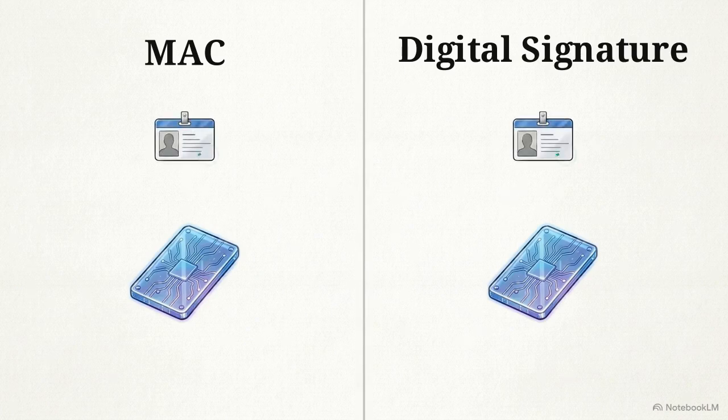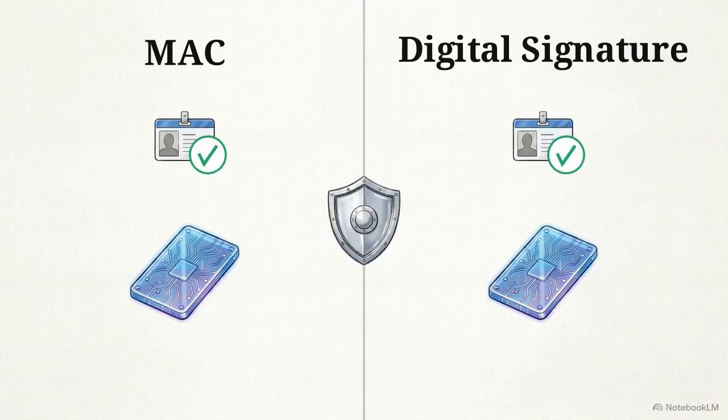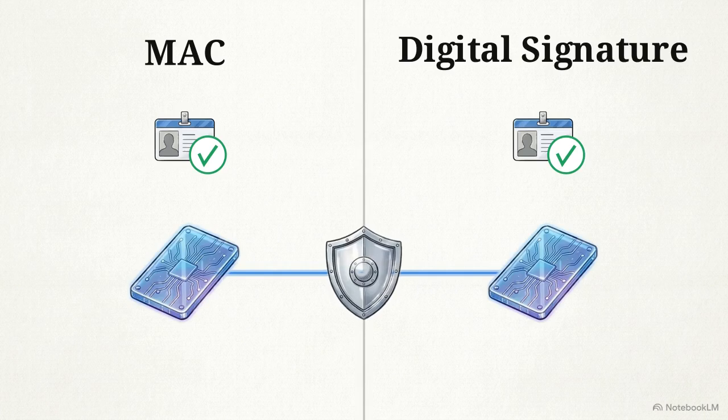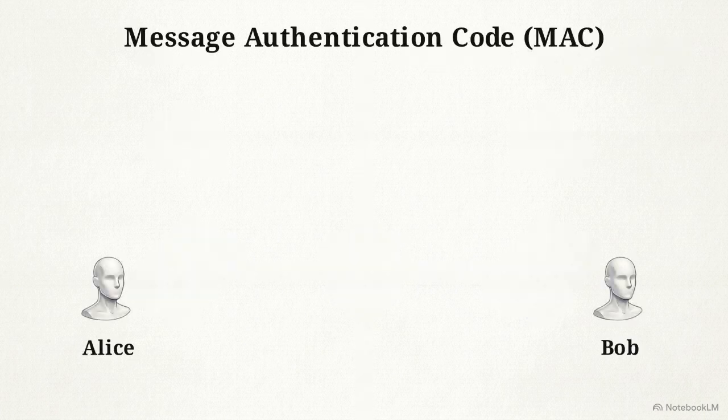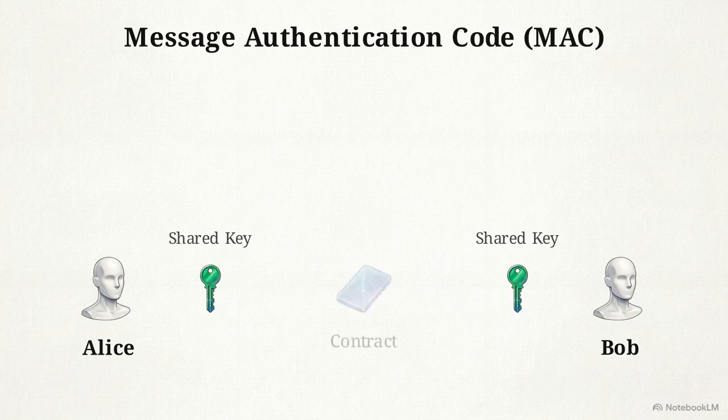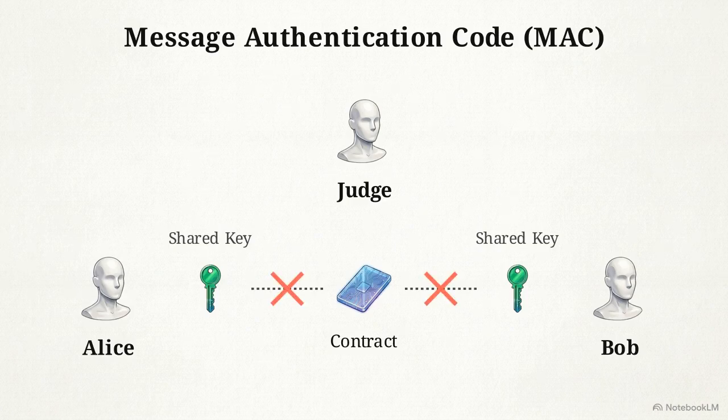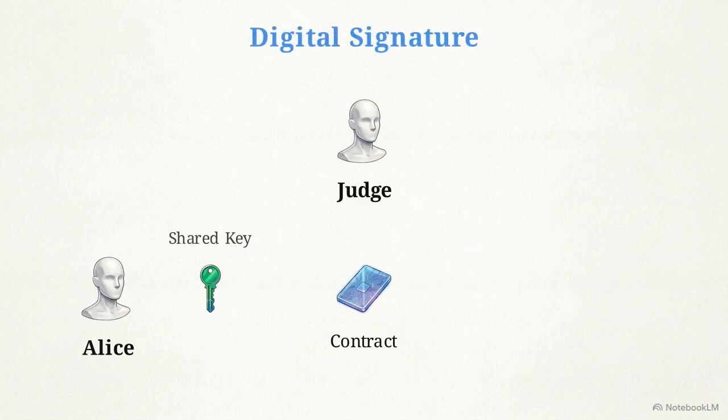Both MACs and digital signatures successfully verify identity and protect the integrity of a message. But consider why a MAC cannot provide non-repudiation. If Alice and Bob are communicating using a MAC, they share the exact same secret key. If a dispute arises over a contract, a judge cannot mathematically prove whether Alice or Bob generated the message. Either of them could have forged it. Digital signatures eliminate this ambiguity. Because Alice is the only entity possessing her specific private key, denying her authorship is mathematically impossible.